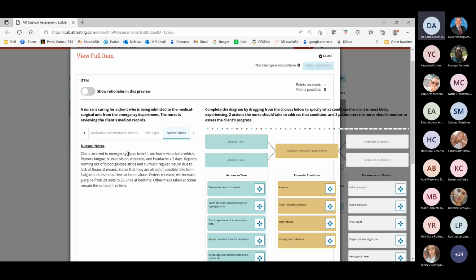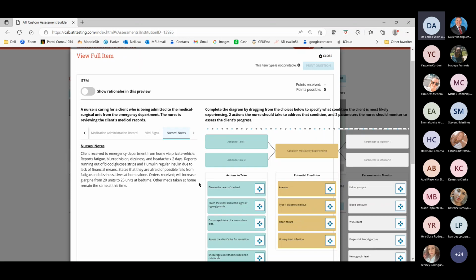Client received in the emergency department from home via private vehicle. Reports fatigue, blurred vision, dizziness, and headache for 2 days. Reports running out of blood glucose strips and Humulin regular insulin due to lack of financial means. States that they are afraid of a possible fall from fatigue and dizziness. Lives at home alone. Orders received will increase glargine from 20 to 25 units at bedtime.